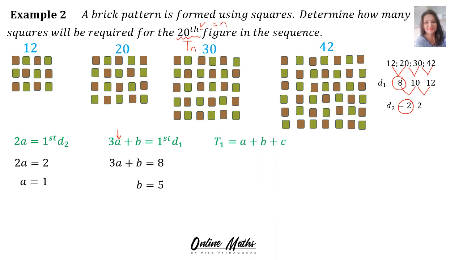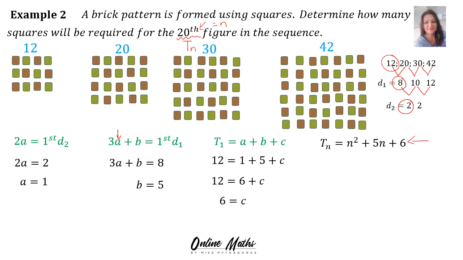And then the third help formula: term 1 is a plus b plus c. Term 1 is 12, a's value is 1, b's value is 5. Therefore, c's value is 6. And then we can say Tn is equal to n squared plus 5n plus 6. So that formula is the formula for the general term of the sequence.